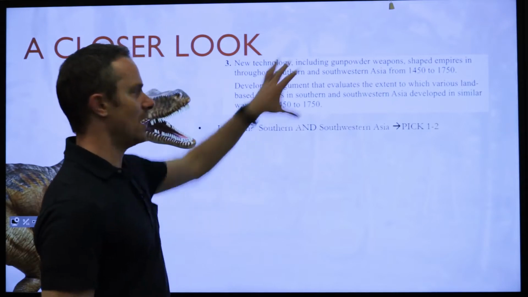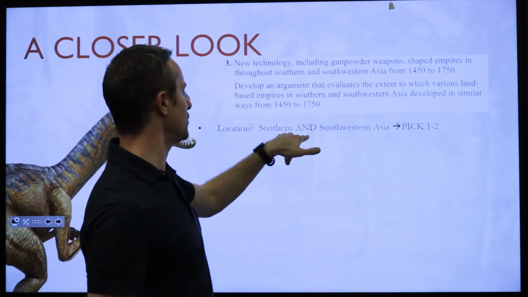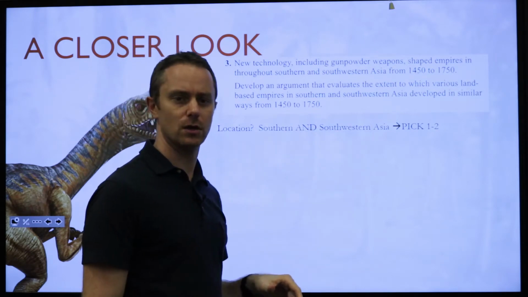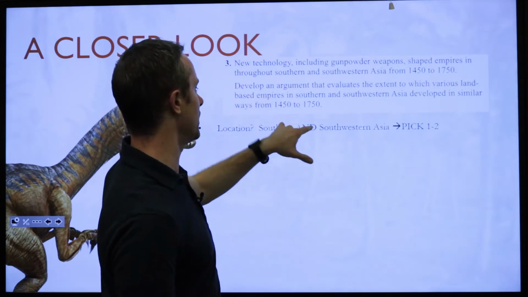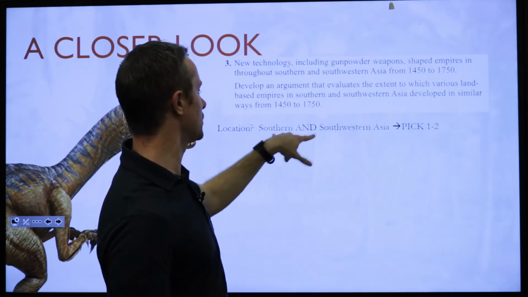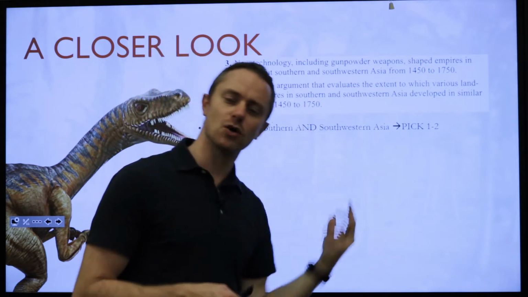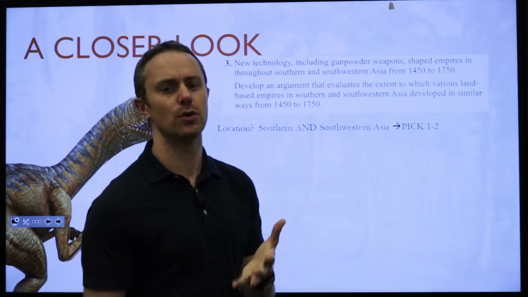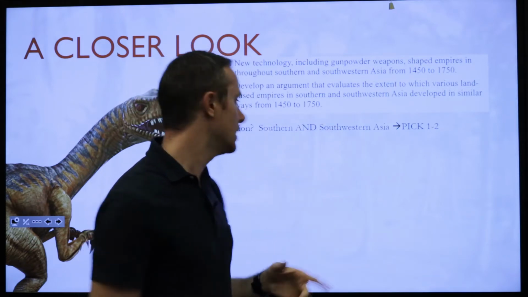All right, so I have it up here. First thing we want to look at is location. In this case, it's southern and southwestern Asia, okay? Now, we're talking about empires, land-based empires in these locations. And it says "and," so we probably want to do both. Because remember, it's not "or." If it says "or," just pick one. Don't do more than is asked of you. In this case, it says both, so you want to know where.